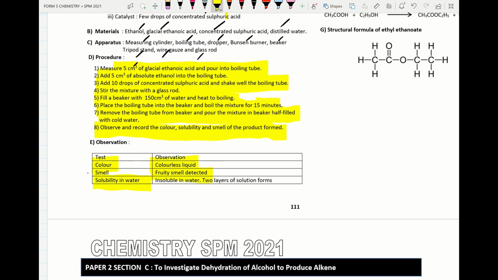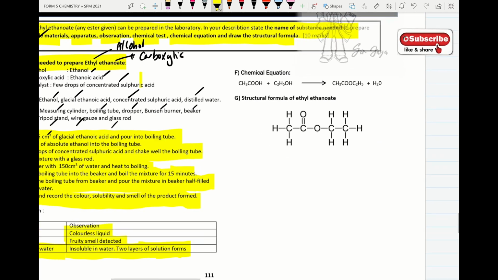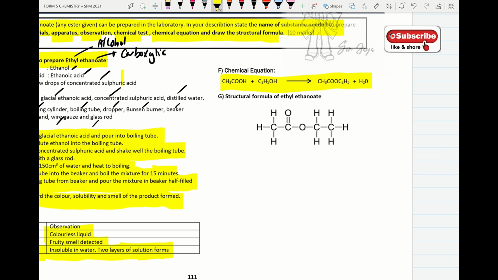Solubility in water: when we add water in a measuring cylinder, the product is insoluble in water, and two layers of solution will form. All right, so please remember the chemical equation, and the drawing of the structural formula of ethyl ethanoate.